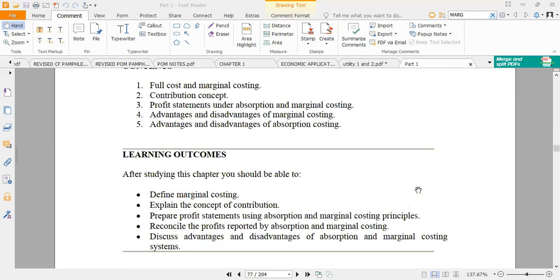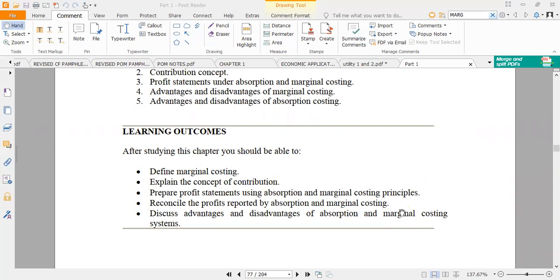Learning outcomes for this one: we define marginal costing, what is it about? We'll also look at the definitions of absorption costing and what the contribution concepts are in marginal costing. And now we get into the profit statements for absorption and marginal costing principles, and then the reconciliation of profits produced by the absorption and marginal costing principles.